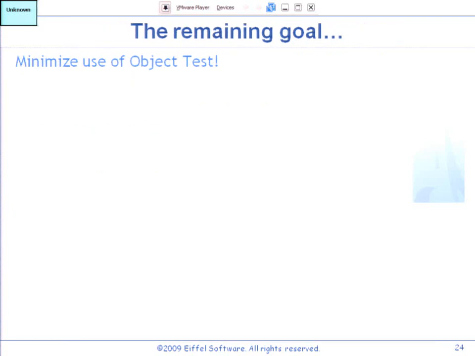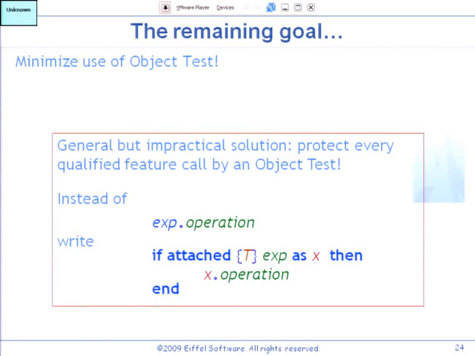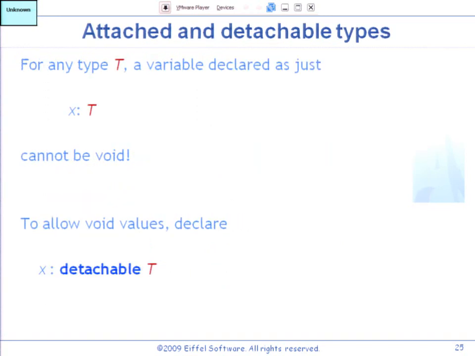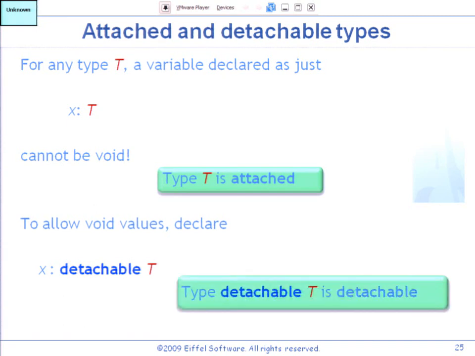One of the goals that we have also is that if you were to protect all calls with an object test, your existing code will look very messy and heavy. So another thing that we are trying to do is to make the code look nice. And the goal is to use object tests only when it's necessary. That's why we have the notion of attached types, basically, which are guaranteed to be always attached, the entities of that type are always attached. And we have detachable types, which basically represent types as you know them today in most object-oriented languages.